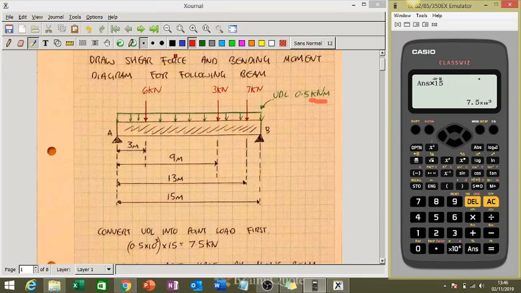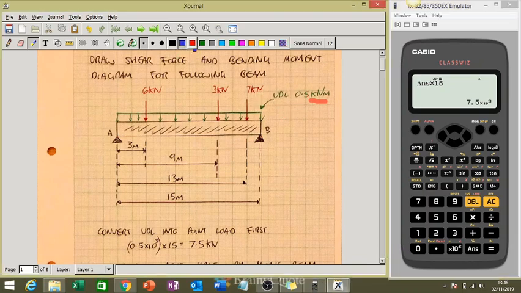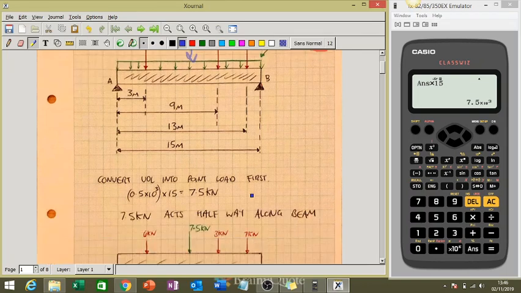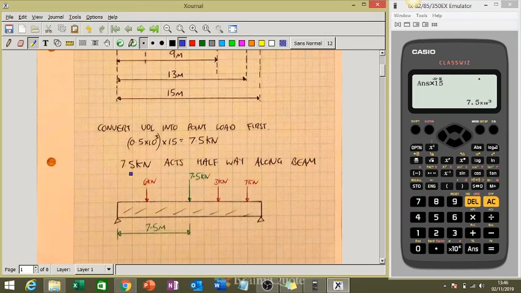So that's converted into a point load, and as we know, that point load acts halfway along the beam. The beam is 15 meters, so about halfway along, at 7.5, we have a force of 7.5 kilonewtons. That represents the UDL, the uniformly distributed load, which you could say is the weight of the beam. So we'll have four forces now.